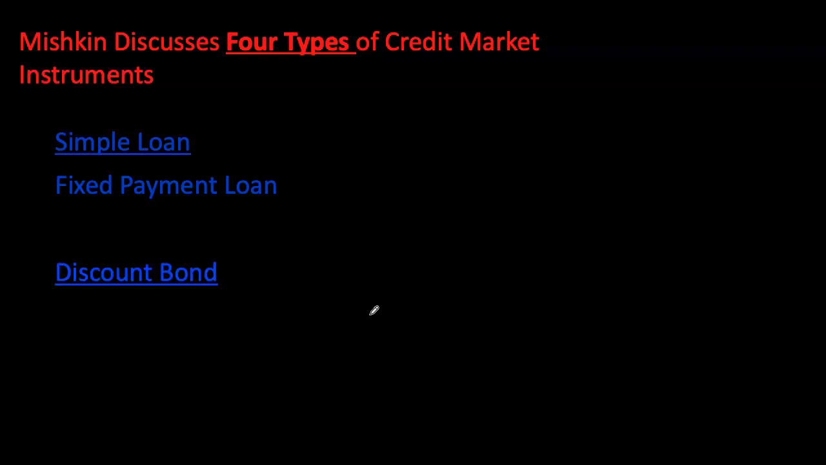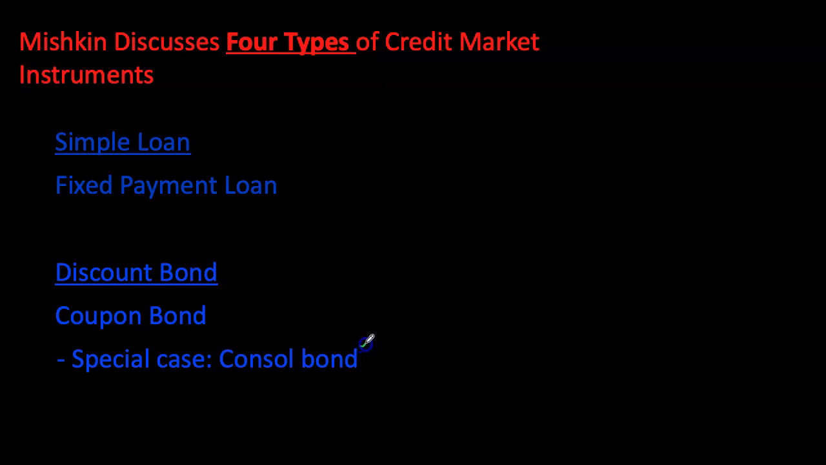In our textbook, we will be discussing 4 particular types of credit market instruments. We'll be starting with our simple loan. We've already explored simple loan in our previous examples, but we'll look at yield to maturity specifically for this one. We'll look at fixed payment loans. We'll also look at discount bonds, coupon bonds, and a special case of a coupon bond, which is your consol bond. In fact, I particularly like to discuss my consol bond before I do coupon bond because the calculations over here are fairly simple.